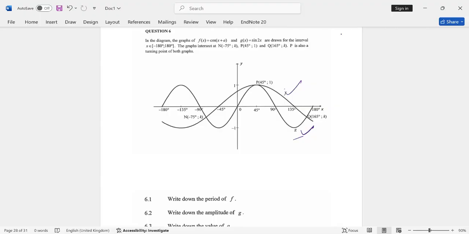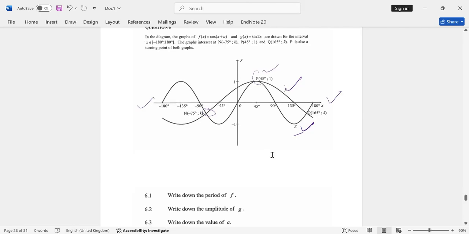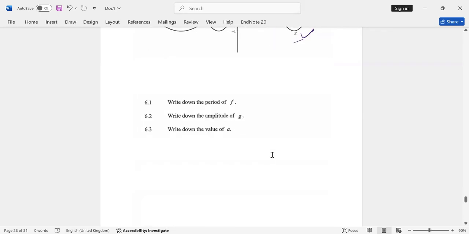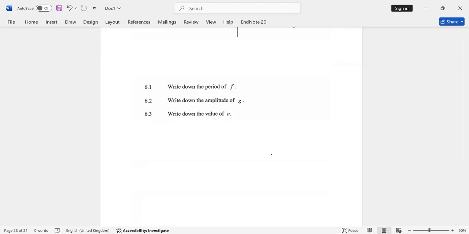This is the endpoint, which is (-75 degrees, k), and P is the point over there, which is (45 degrees, 1). Q and P are also turning points in both graphs. So we have -180 to 180 on the x-axis. So what do we have to find out in this question? Question 6.1.